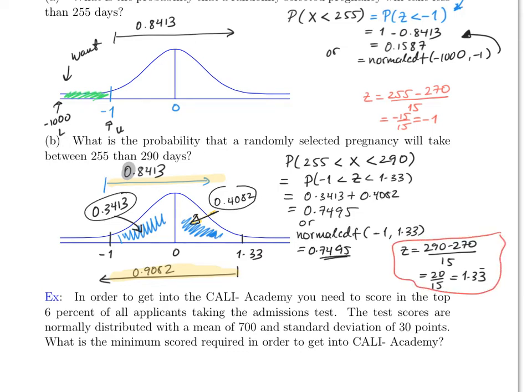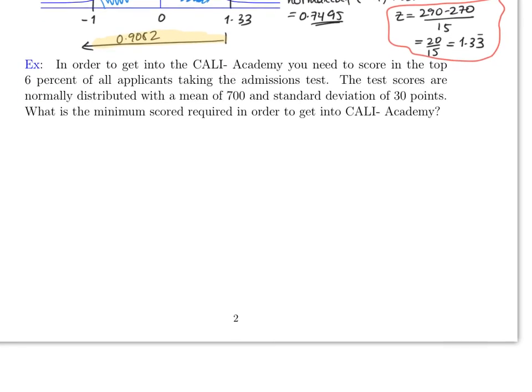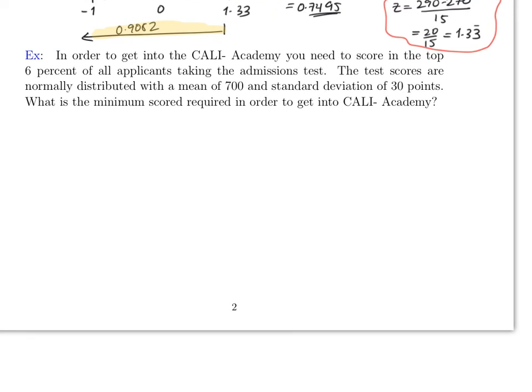All right, so the last two problems we did are when you read the table forward to find a probability. Remember that in the last part of section 6.1, we use the table to find the values backwards, or when we use the inverse function. So this last problem, we have to do something like that. This example says that in order to get into Kali Academy, you need to score in the top 6%. So that's going to be important.